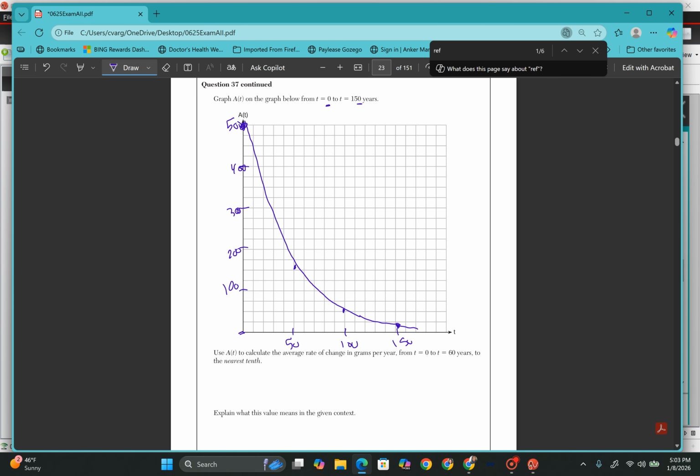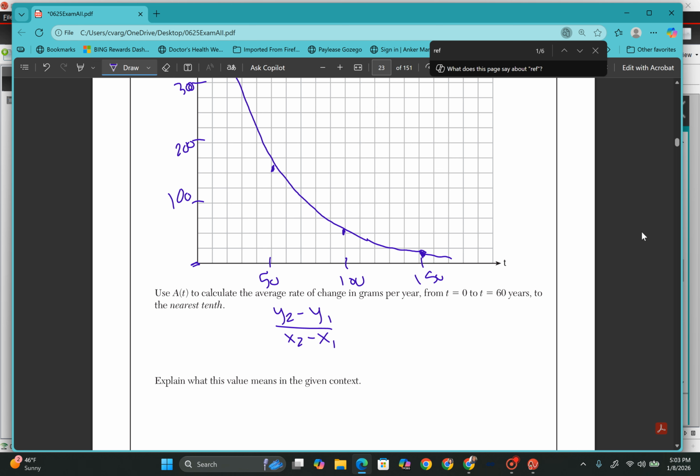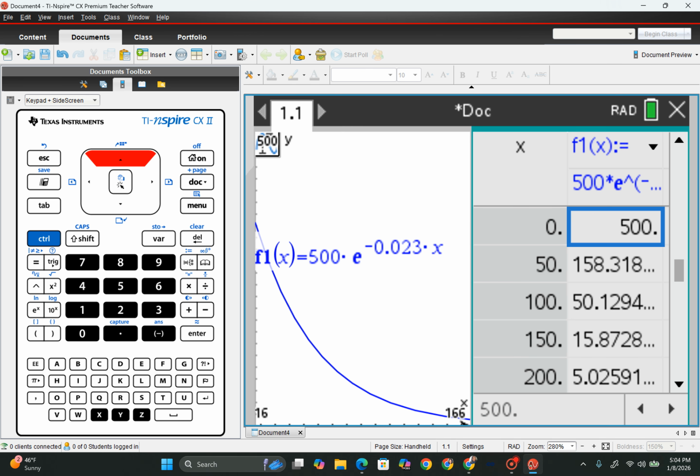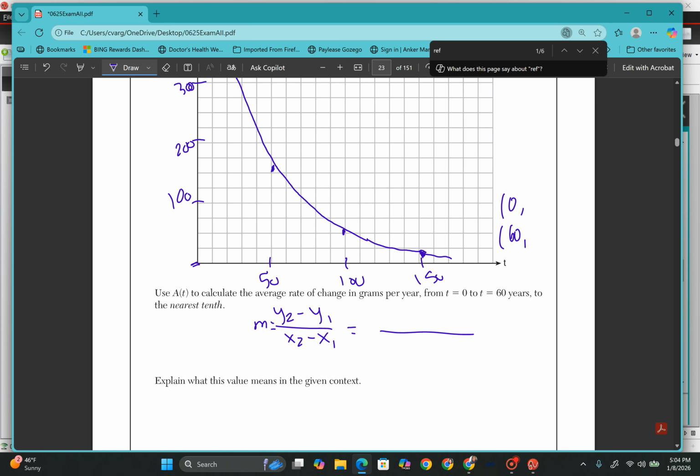Okay. Now it says find the average rate of change. There's always going to be an average rate of change function. Remember y2 minus y1 over x2 minus x1. This is the first lesson that we ever did. That's our slope, our average rate of change. We want to find it from 0 to 60. So our points are 0 comma something and 60 comma something. What number is across from 0? You see how across from 0 is 500? So I'm going to go 0 comma 500.